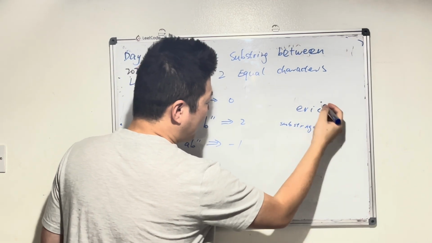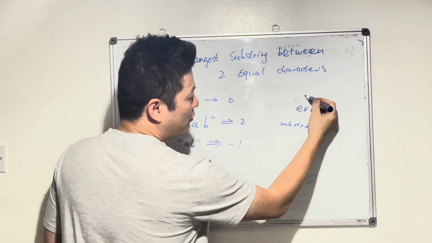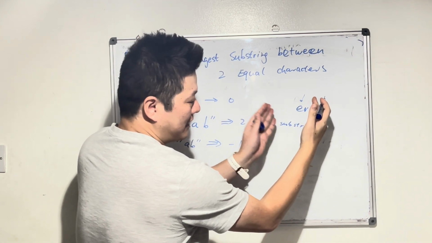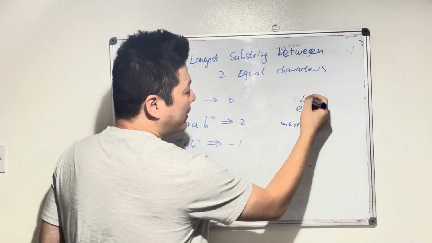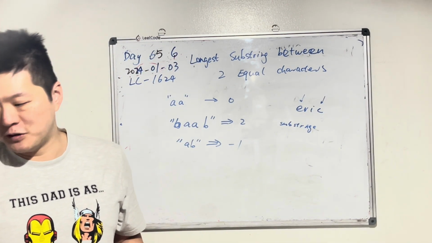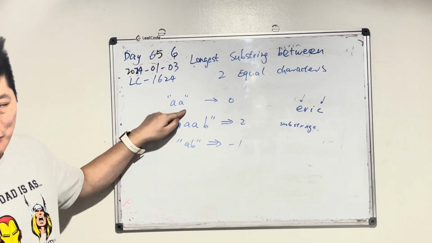A substring is continuous, right? We can pick one index for the left and one index for the right, and these form a substring. Or we can pick a single index, which also gives a substring with only one character. So for example, A and A, equal.